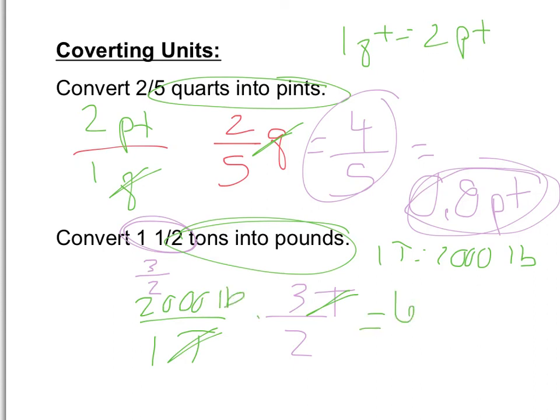2,000 times 3 is 6,000. 1 times 2 is 2. And then we take 6,000 divided by 2, and you get 3,000 pounds as your answer.